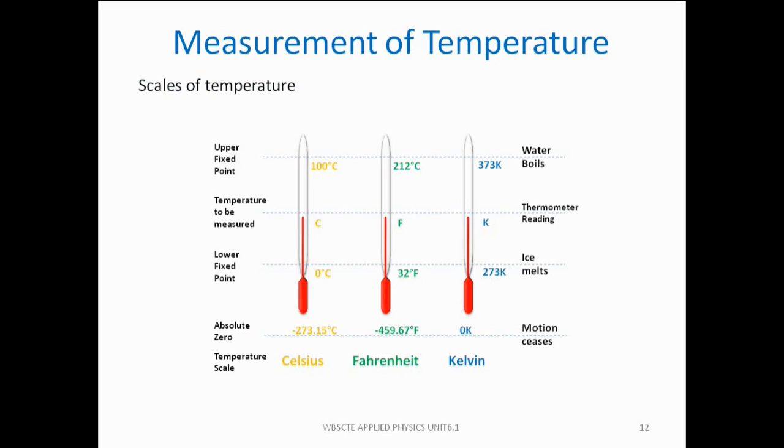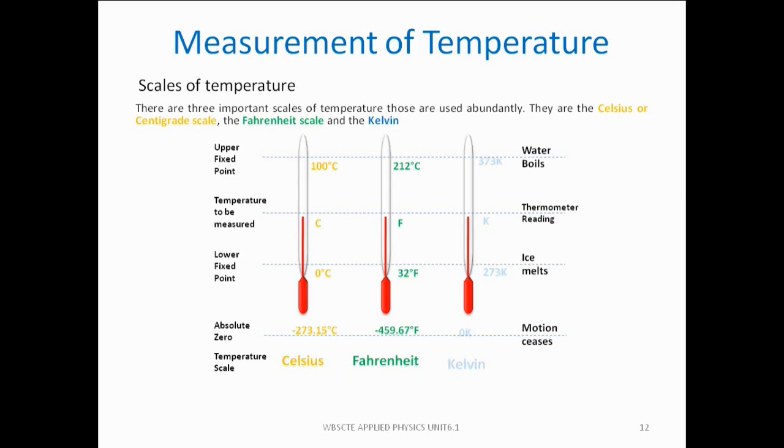Scales of temperature. Here we can see three different temperature scales. Number 1 is the Celsius or the centigrade scale. Number 2 is the Fahrenheit scale, and number 3 is the Kelvin scale.